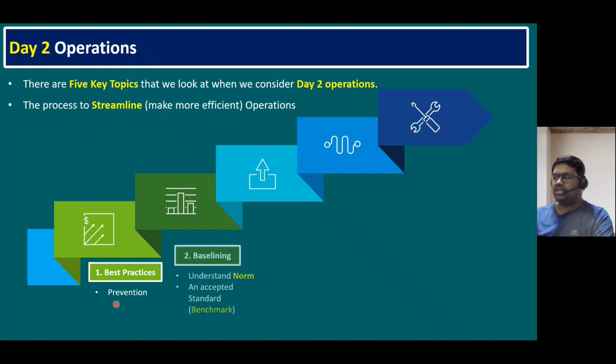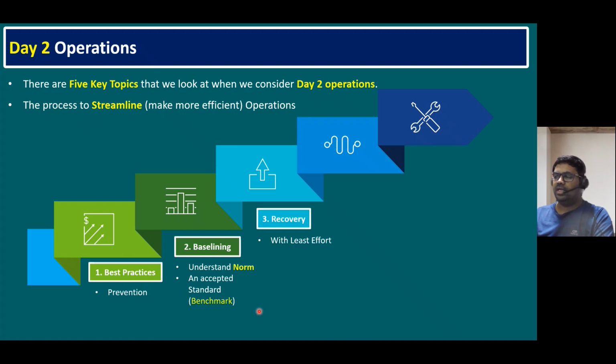Okay, and the second thing is baselining. Baselining is nothing but following some standard benchmarks, to understand the norm and accepted standard. We should follow some benchmarks when we start deploying in our customer IT organization environments. Recovery is also one of the key operations roles, specifically about how soon, with the least effort, we can recover the data.